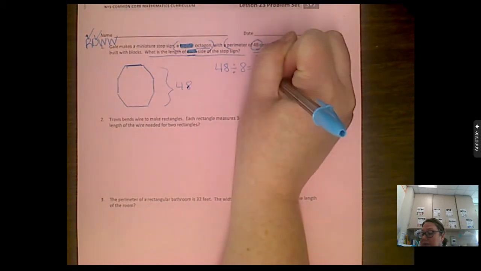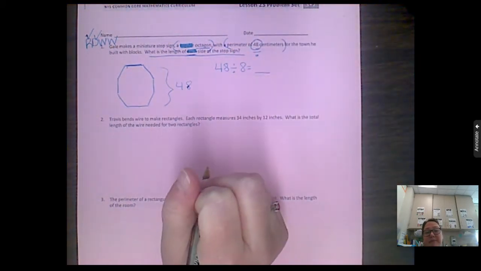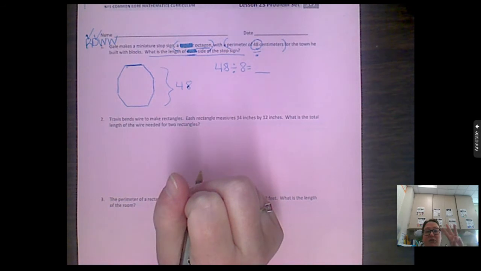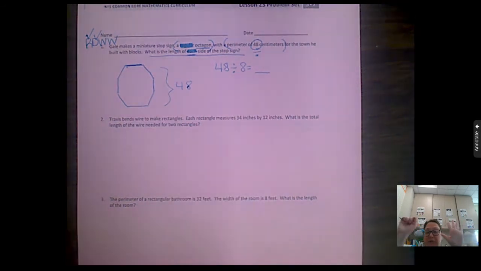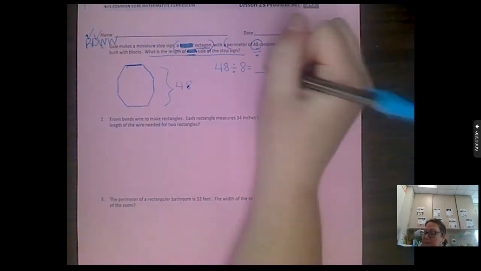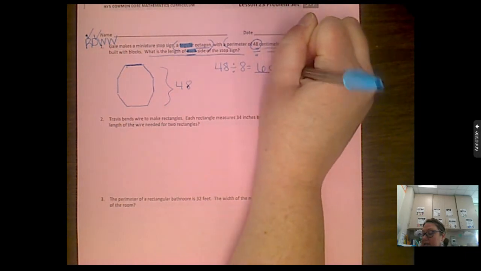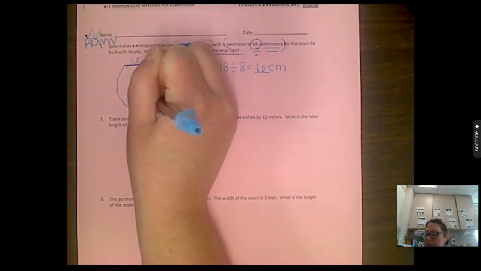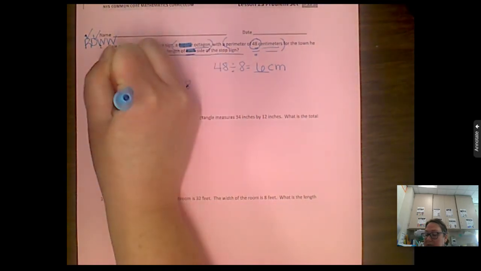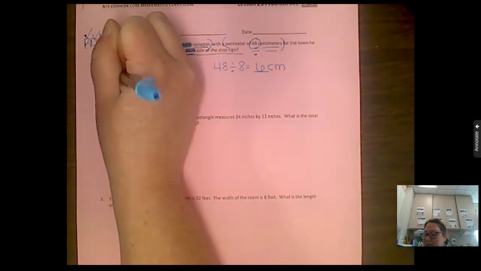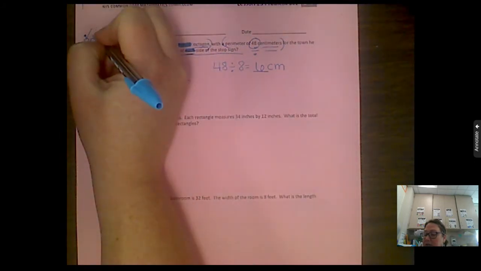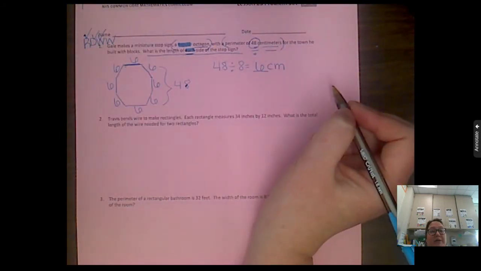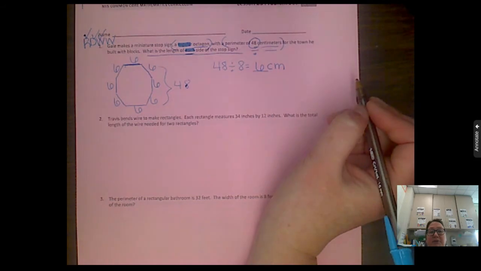So what did you get for your total there? 8, 16, 24, 32, 40, 48. So each side would equal 6, right? 6 what? 6 centimeters. So I can add that to my picture, that each one of these sides would be 6. Okay, so then I can check off my W. I wrote my number sentence, and my last W would be to write a word sentence.